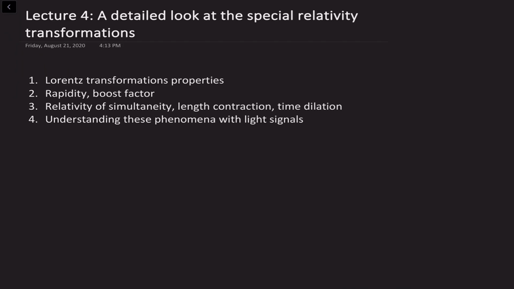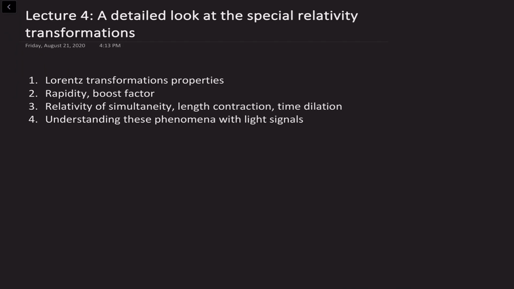So today, what we're going to do is first look at some properties of the Lorentz transformation and understand some of the mathematical aspects of it. We will define a few terms such as rapidity and boost factor. Then we'll go back to looking at the relativity of simultaneity, lengths, and time dilation. But now we will have a concrete dictionary which will help us understand how exactly lengths are relative, how simultaneity is relative, and how time is relative.